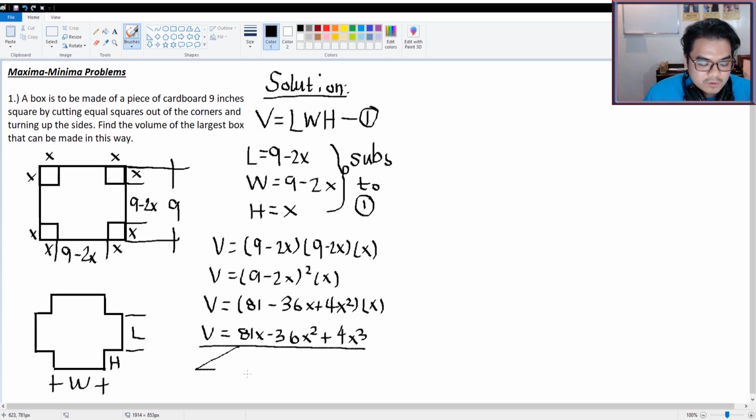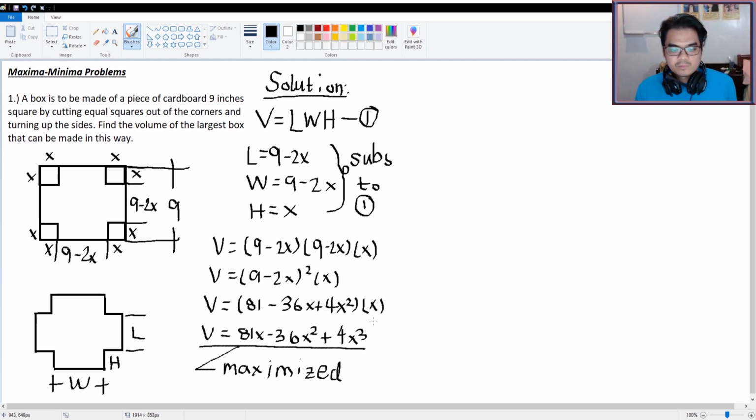Since this is now the volume of the box, and we have to make the largest box possible, you have to maximize this one. To maximize, you have to perform the derivative, so the first derivative.